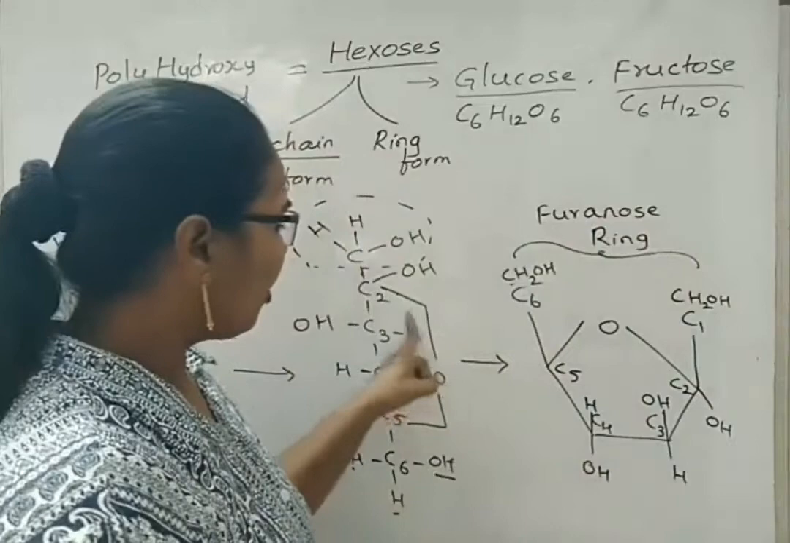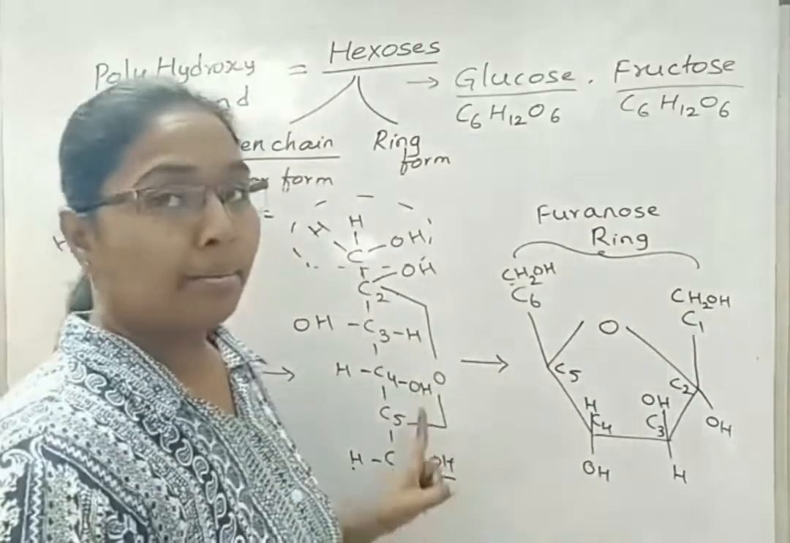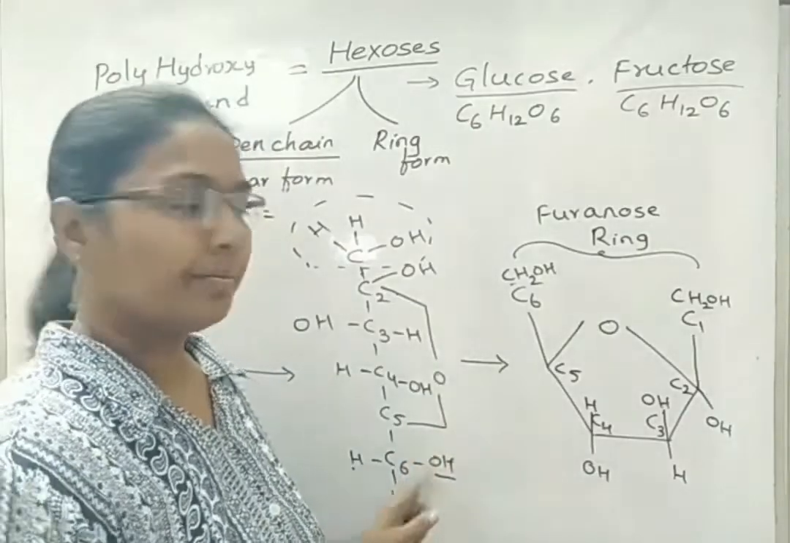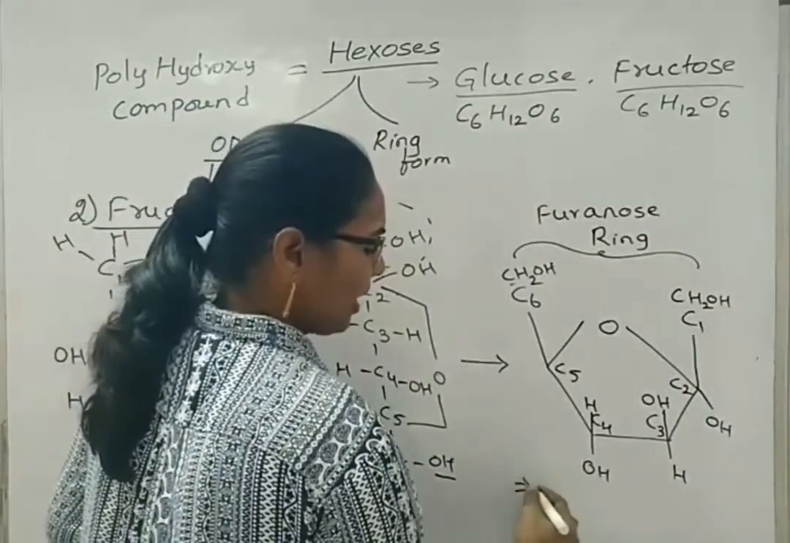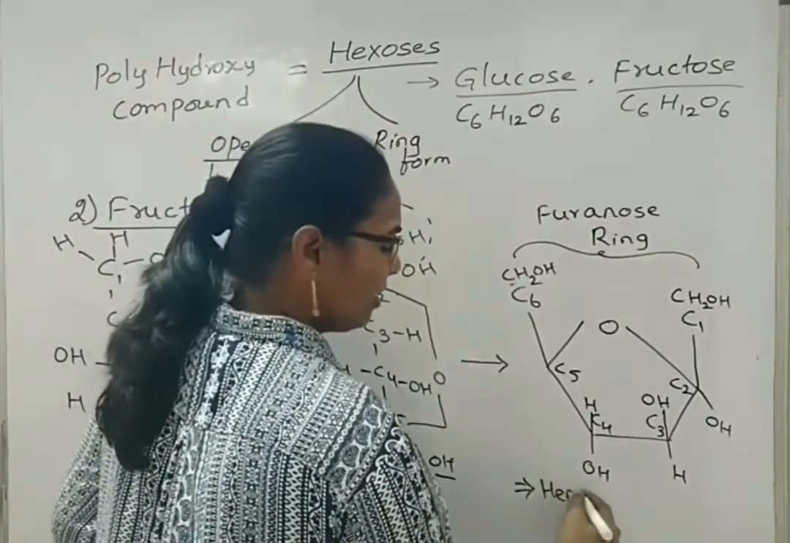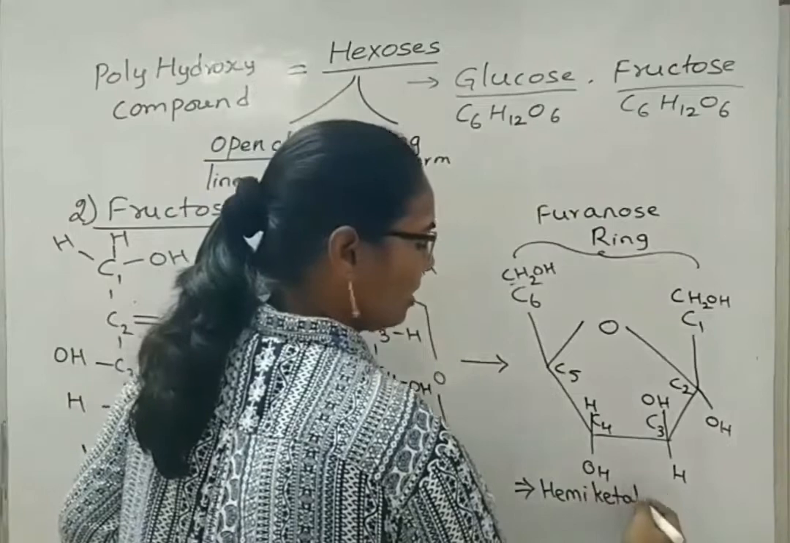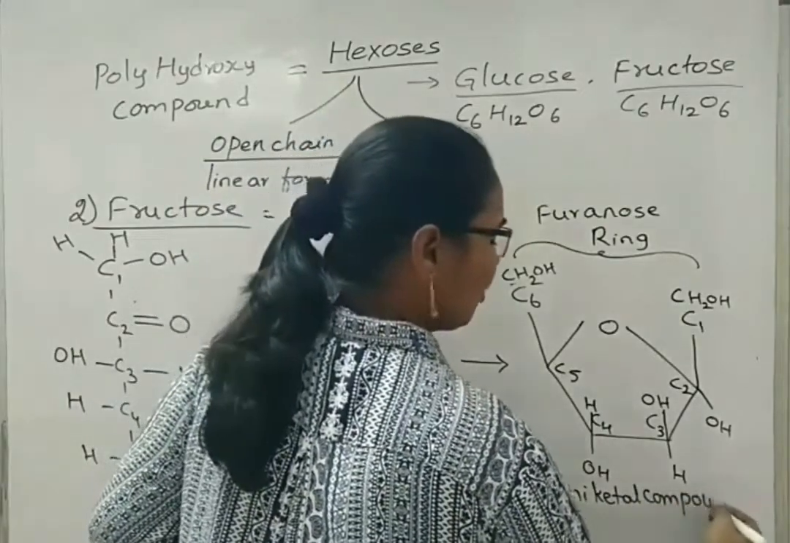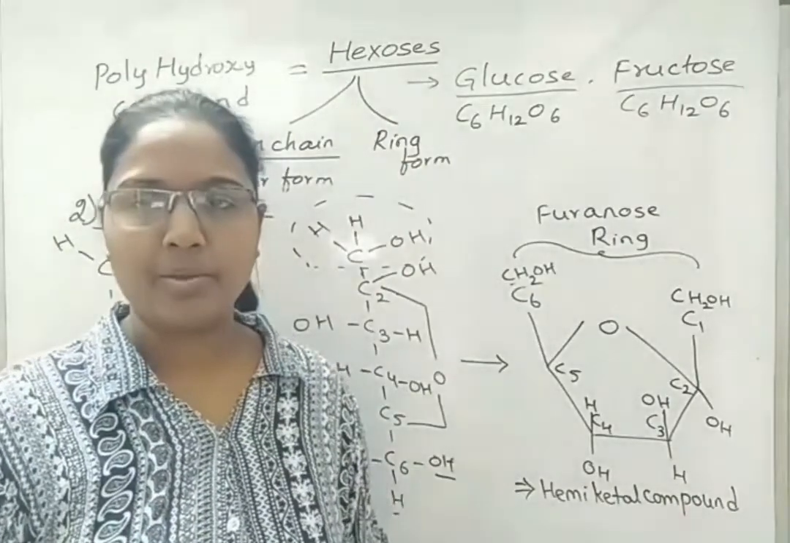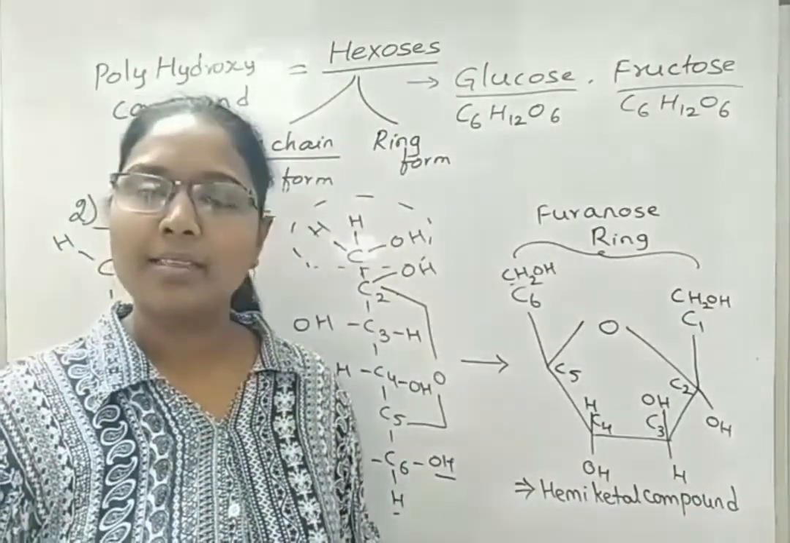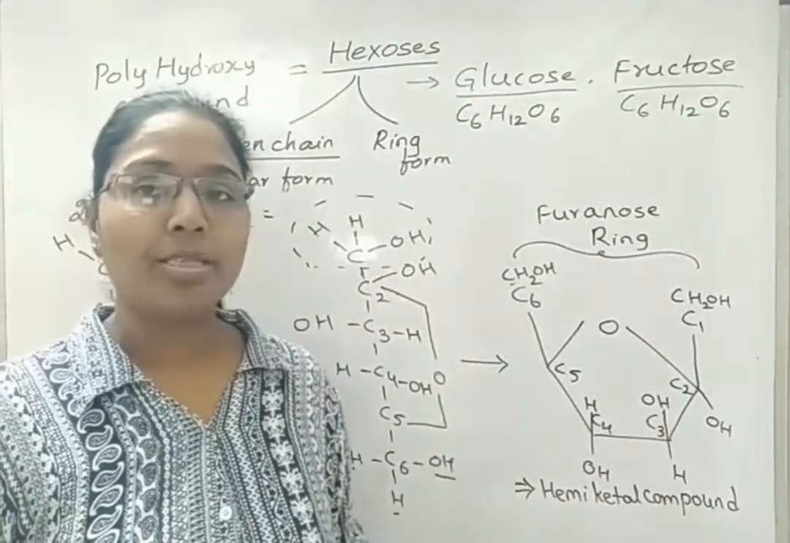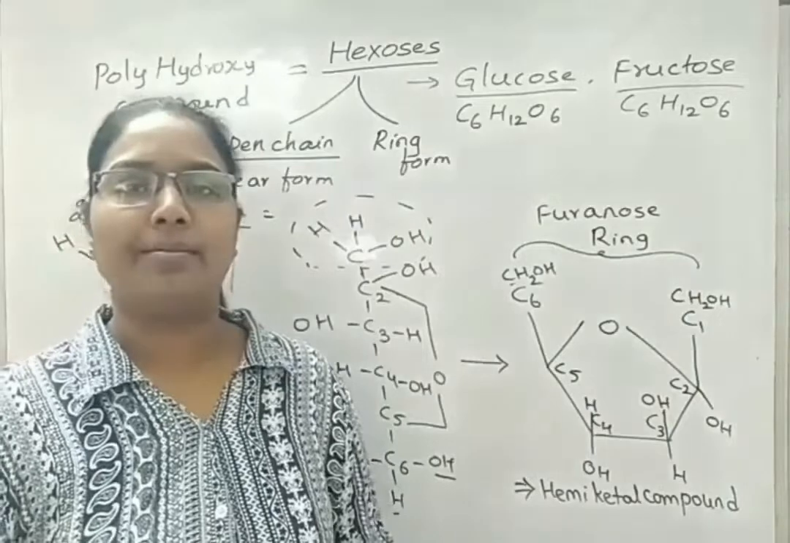Since the bond is formed within the molecule, but this compound is a ketone compound or ketose sugar, we have to give a term like this: the furanose ring form, or furanose, is a hemiketal compound. In case of glucose, I told you there is one aldehyde group at carbon 1 position. So we give another term for glucose, hemiacetal compound, since glucose has formed a bond within itself.